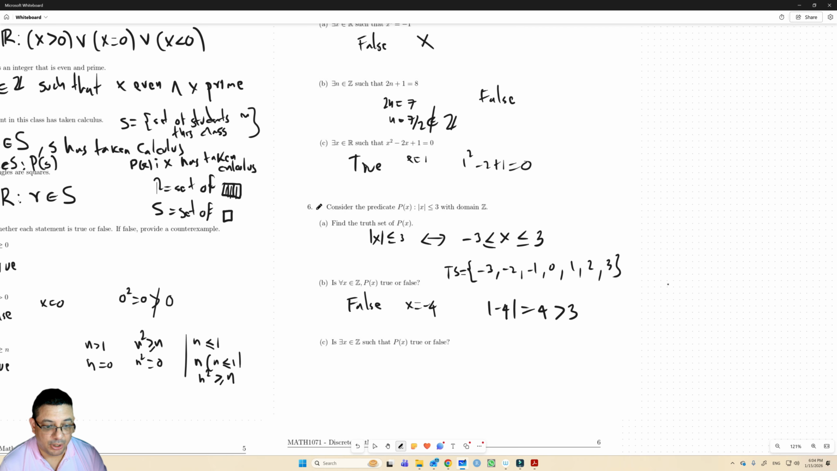Is there an x that belongs to Z such that P of x is true or false? And so, yeah, there are going to be integers with absolute value less than 3. But there's going to be others like minus 4 where that's going to be false. So x equals 0 makes it true. x equals 4 makes it false. So that depends on the value that you're taking. Okay, we'll continue this in video number 2.